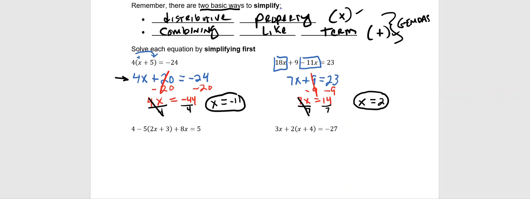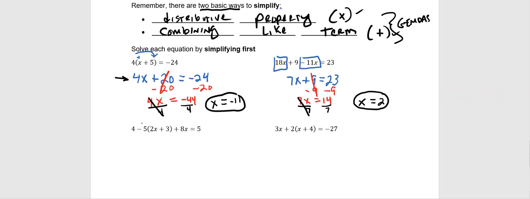So we're going to do one last one together, and it's going to require that we do both. So the first thing we're going to take care of is distributing. Now remember, we can't do 4 minus 5 is negative 1 and distribute that, because that would be breaking the rules of order of operations.